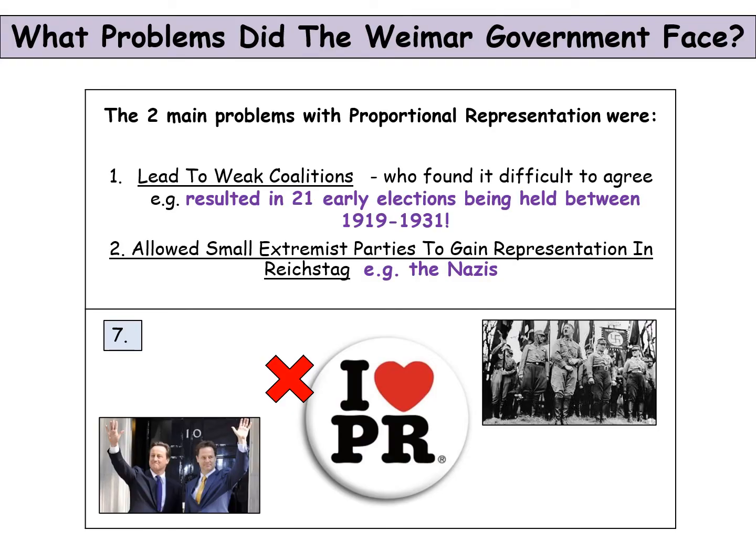So our last box on this part about proportional representation: we've got it leading to weak coalitions who found it difficult to agree. Ultimately, this resulted in 21 early elections being held because the government couldn't agree and it came to a standstill, and the president had to dissolve it in order to actually get anything done. And it allowed small extremist parties to gain representation in the Reichstag later on, i.e. the Nazis. So make sure you write this down in your notes that we're talking about the problems, and then move on.